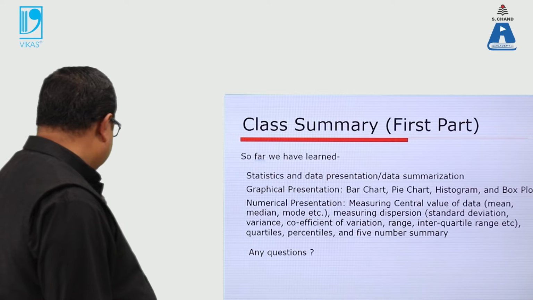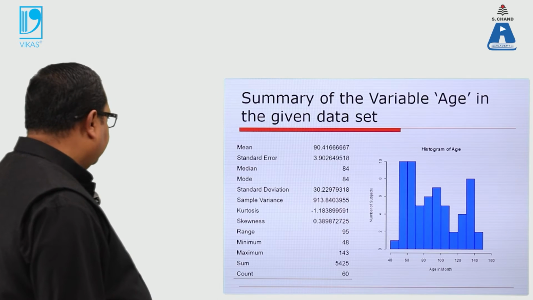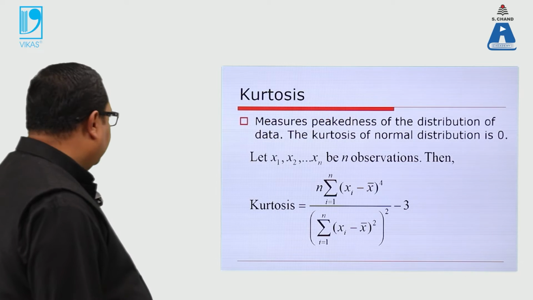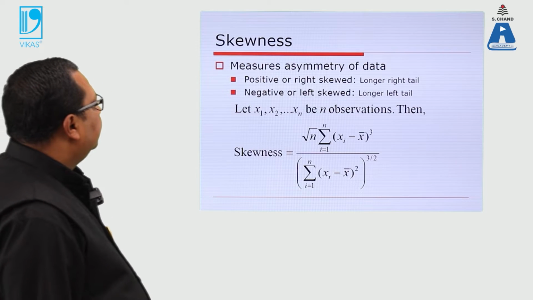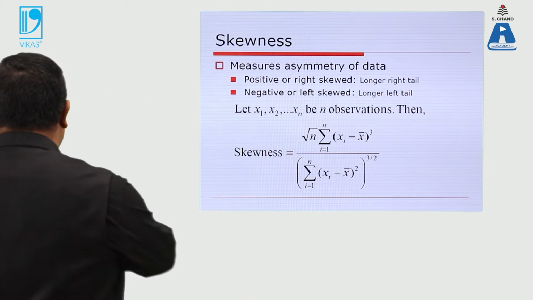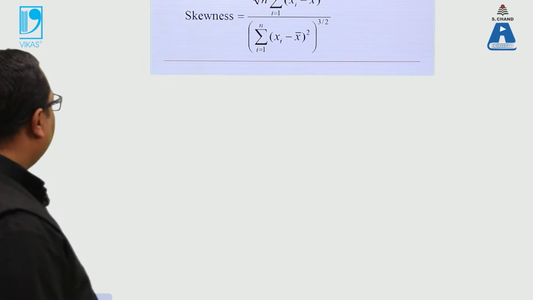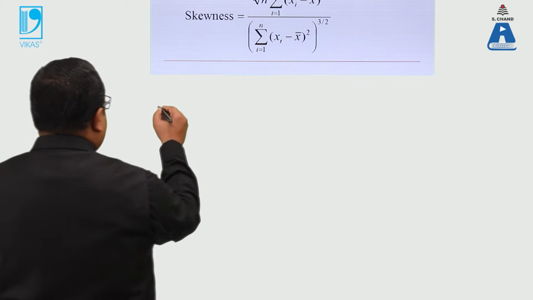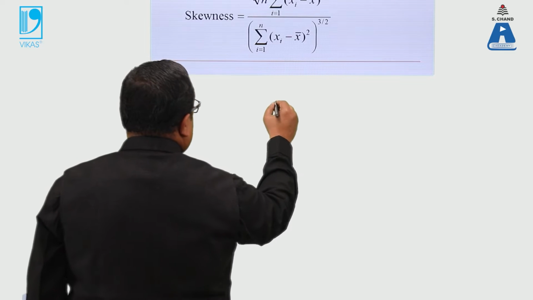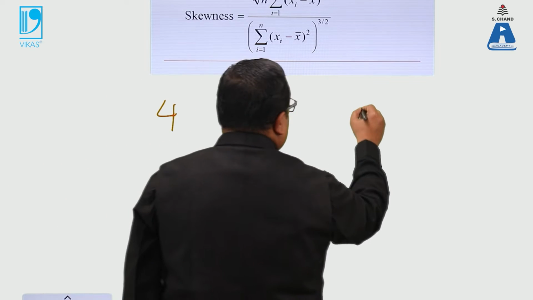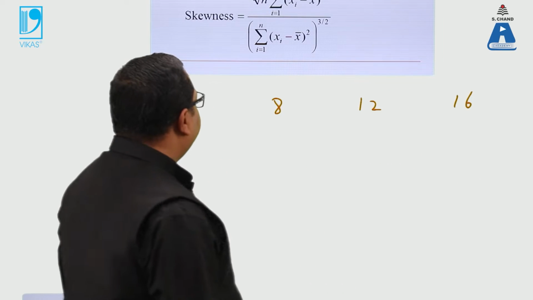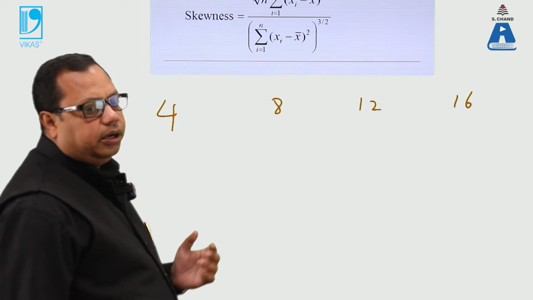So we'll take our data now, and from that data we'll first calculate the skewness of the given data. So let's learn how to calculate the skewness. Let's take a data. The data is 4, 8, 12, 16. So the first thing that we need to calculate here is x bar.